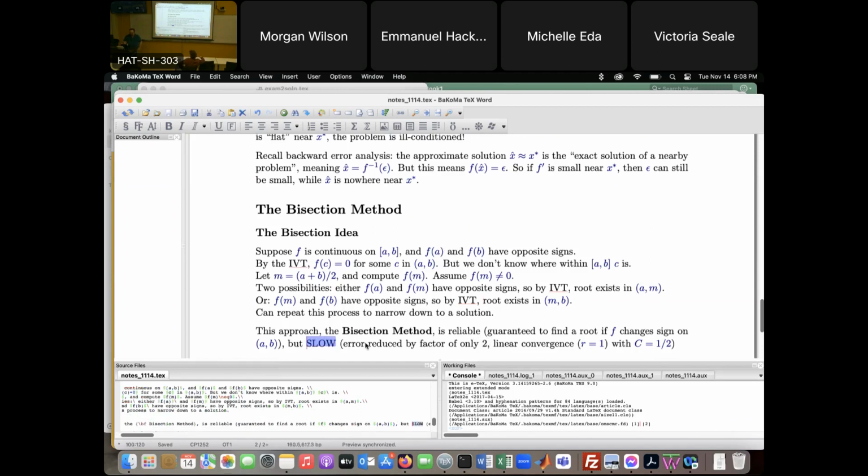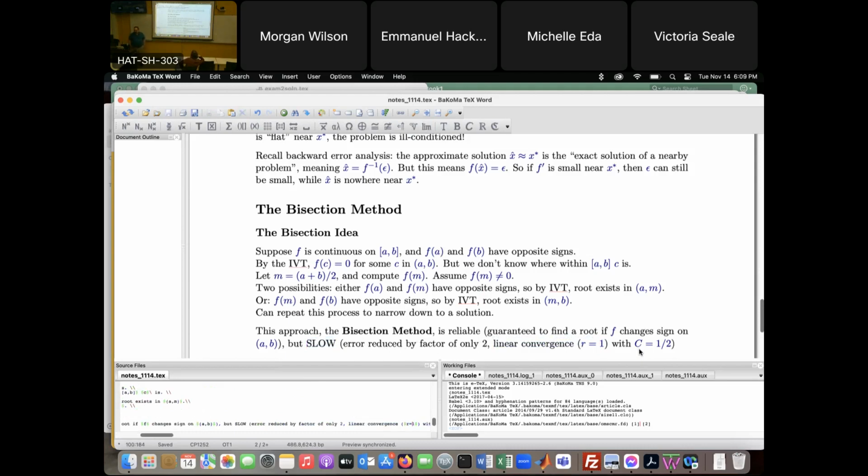So what we can say in this case, since the error is reduced by a factor of 2, is that there's linear convergence. So r equal to 1 is the order of convergence, and then the asymptotic error constant, capital C, would be 1/2. So all you've got to do is find a method that is either linearly convergent with a smaller C, or has a higher order of convergence, like superlinear or quadratic, and you beat this method.